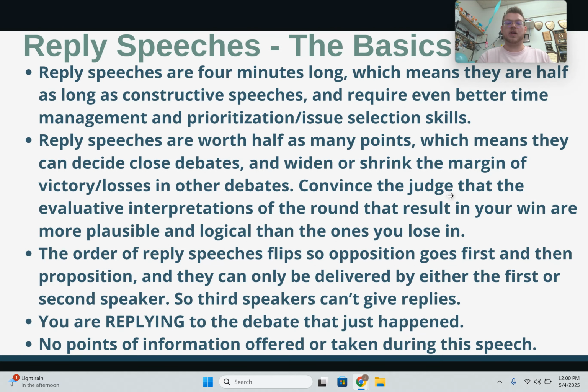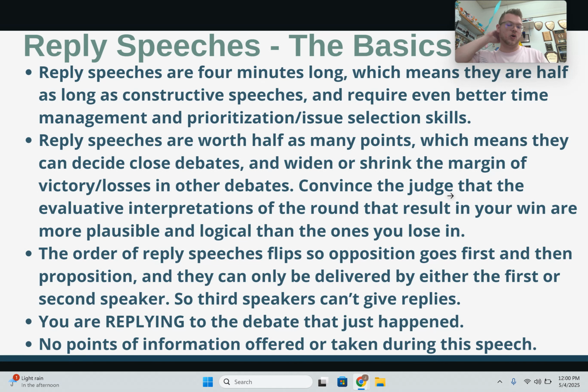The order of the reply speeches also flip. So the opposition reply goes first and then the proposition reply. Normally, it's always prop, then op. This creates a 12-minute thing known as the opposition block between the third opposition speech of 8 minutes and the opposition reply of 4 minutes, followed by the proposition reply at the end, so they get the first and last word as the proposition team.